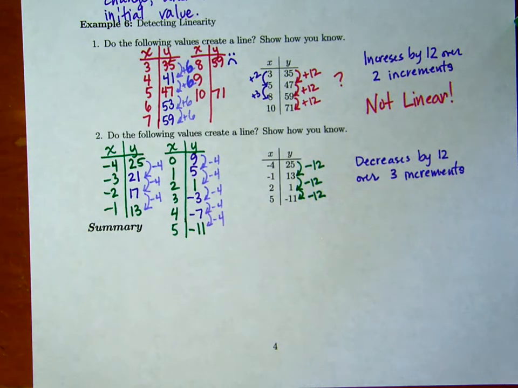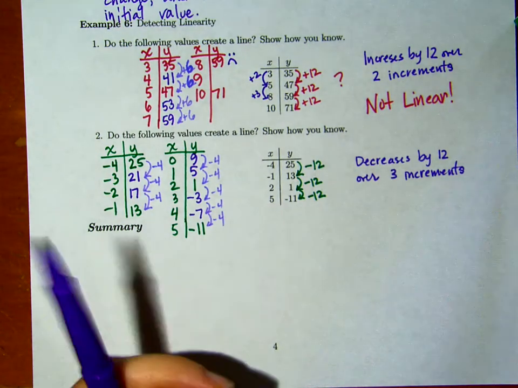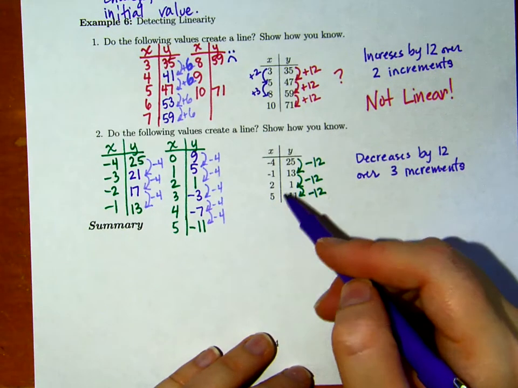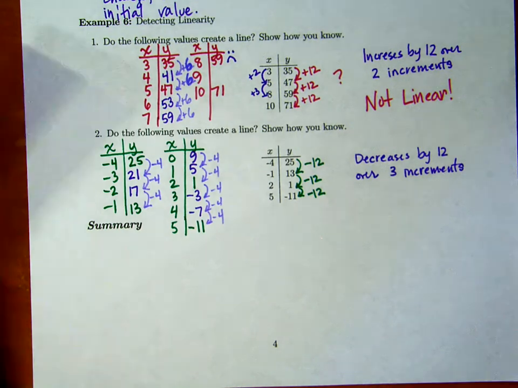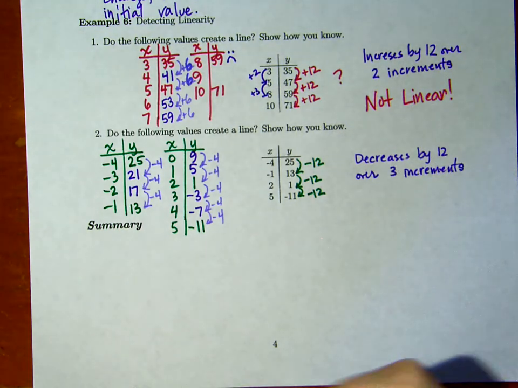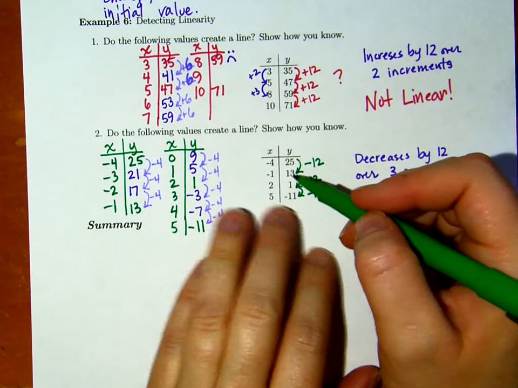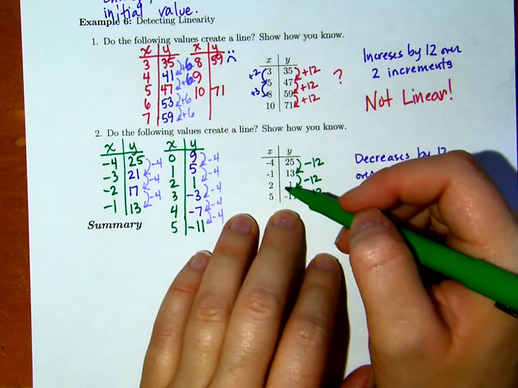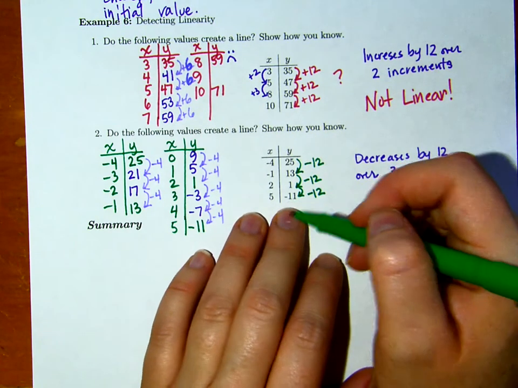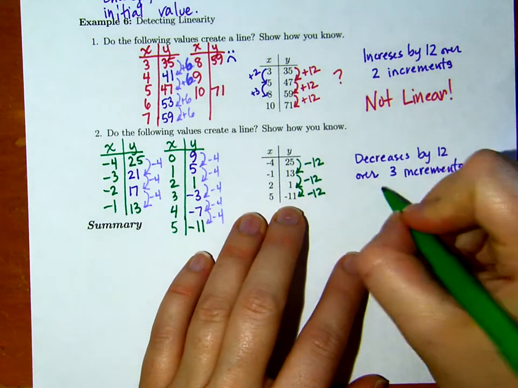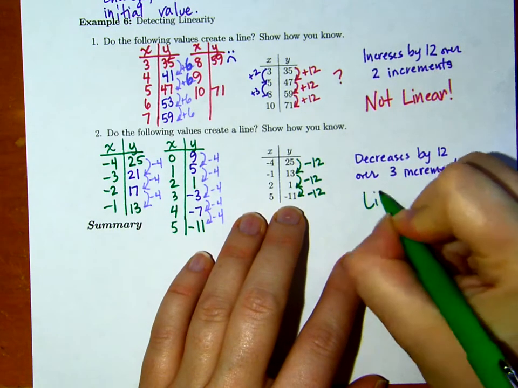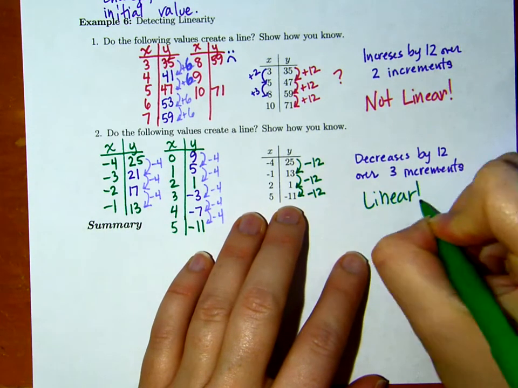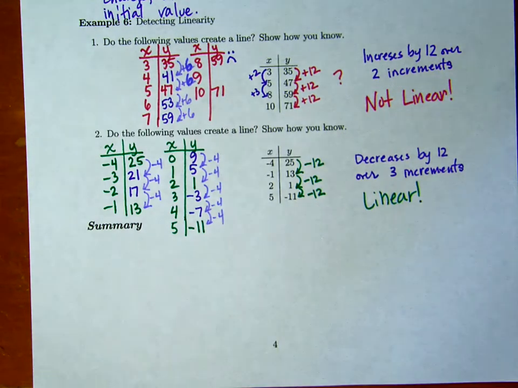This one is linear based on the information we're given. We're only given a little bit of information, so we don't have the whole picture, but still, based on the information we're given, we could say likely to be linear. Yes, based on this data.